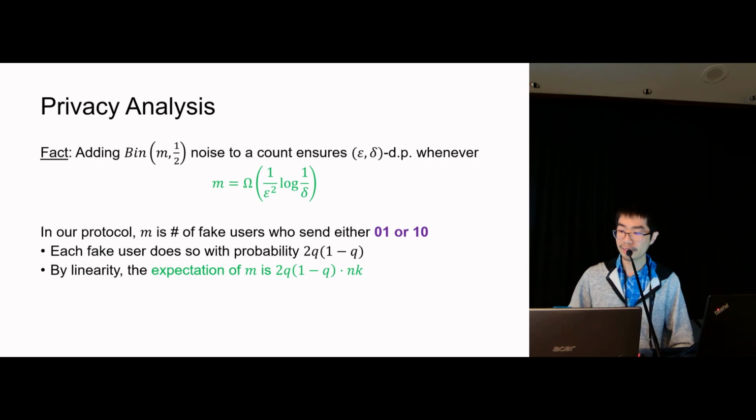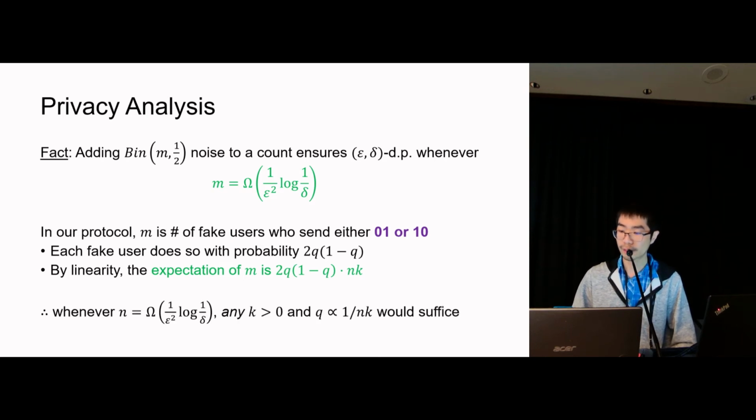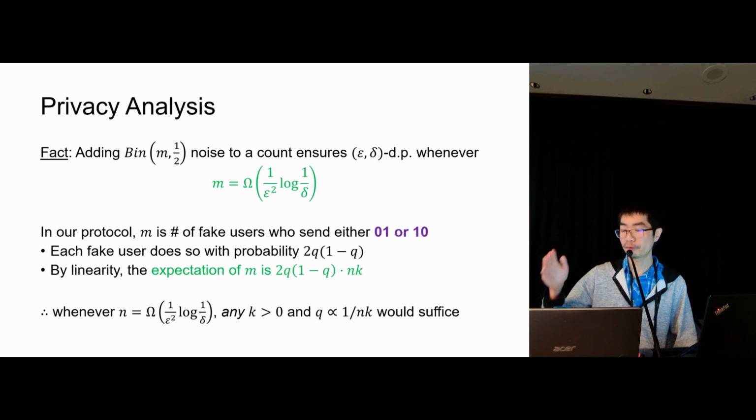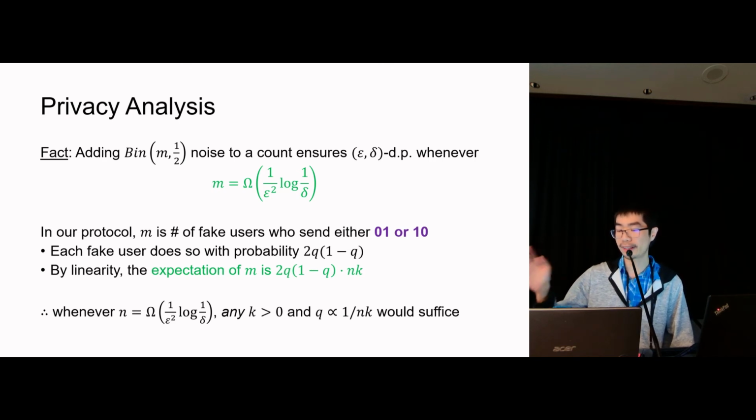By linearity, the expectation is going to be this somewhat simple expression. But the point is that this random variable is concentrated around the expectation. So when the number of users is large, the number of fake users per real user can be any positive value. And then we'll set q to be this appropriate value, which ends up being 1 over nk: 1 over the number of real users times the number of fake users per real user.